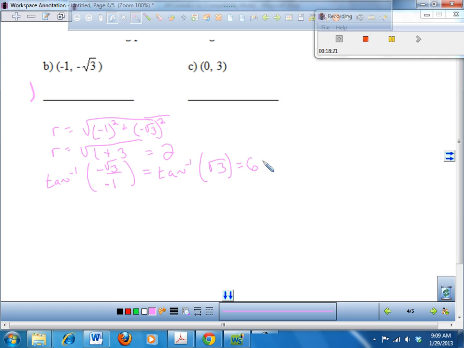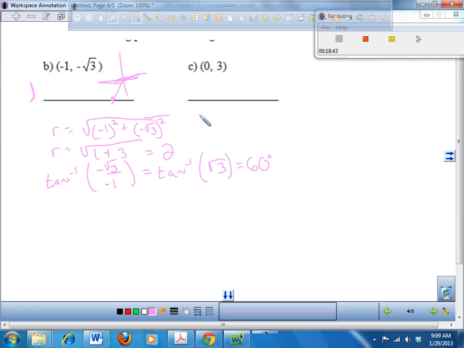Oh, I'll tell you, 60 degrees. However, this angle, or this point, is not very good, is not in the first quadrant, is it? Which quadrant is this point in? It's in the third, right? It's back 1, down root of 3, right?